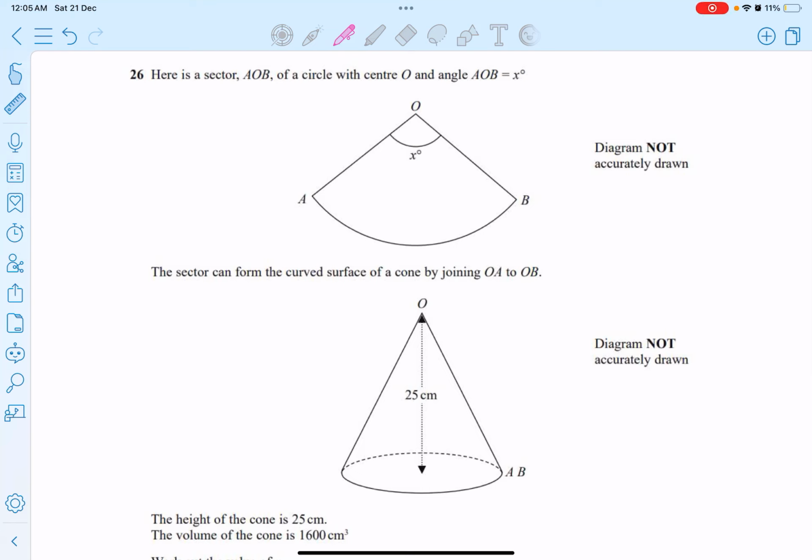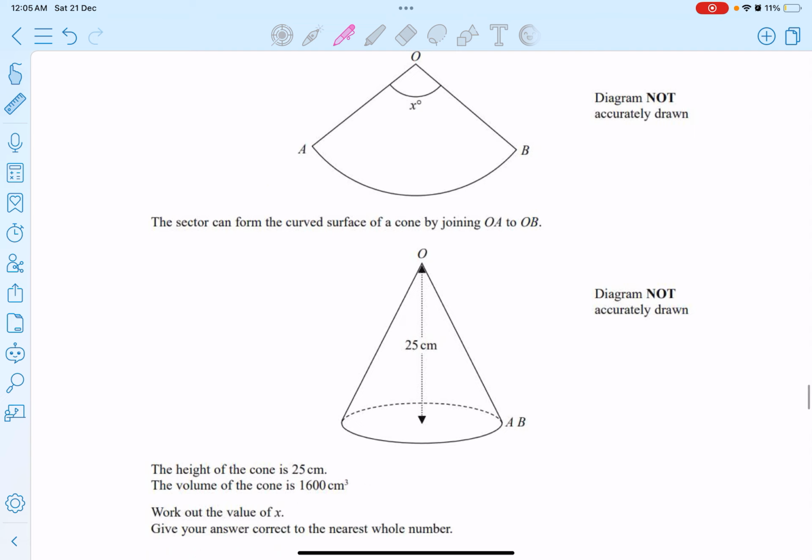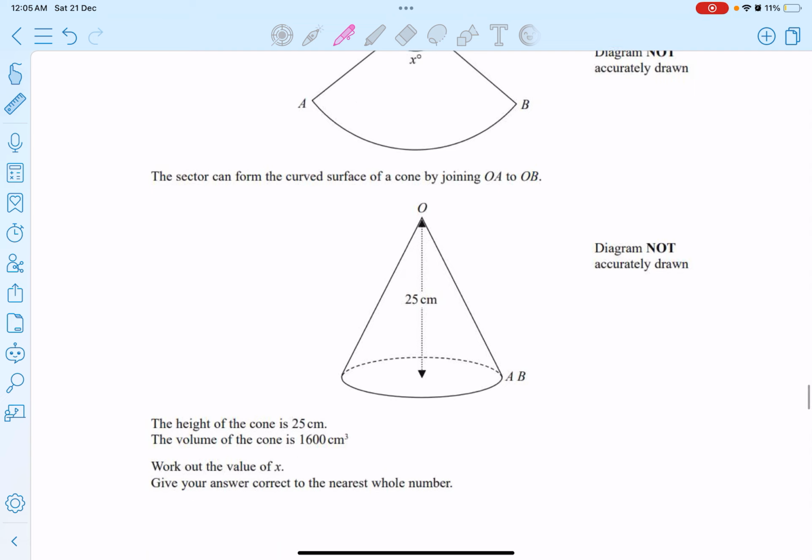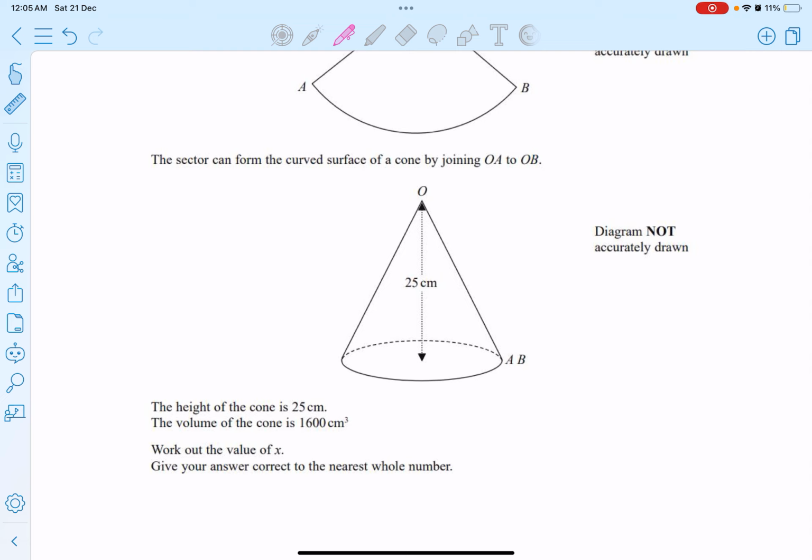In this question, I have the sector AOB with angle unknown x, and when you connect the sector together, it forms the curved surface of a cone, OA to OB. The height of the cone is 25 centimeters. The volume of the cone is 1600. What's the value of x?